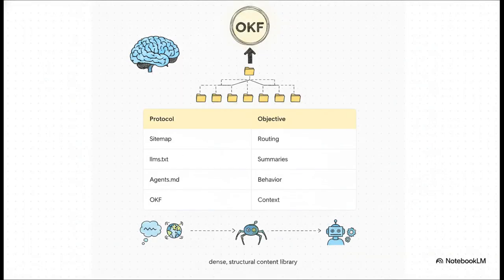When we step back and evaluate what we call the modern agent-readable stack, you can really see how OKF fits into the bigger picture. You've got sitemap.xml doing the basic crawler routing, you've got llms.txt giving those high-level summaries, and agents.md mapping out code-based behavior. OKF sits right at the top layer. It provides the dense, structural content library, a nested directory tree that perfectly complements those higher-level protocols and actually allows agents to perform highly complex reasoning tasks.